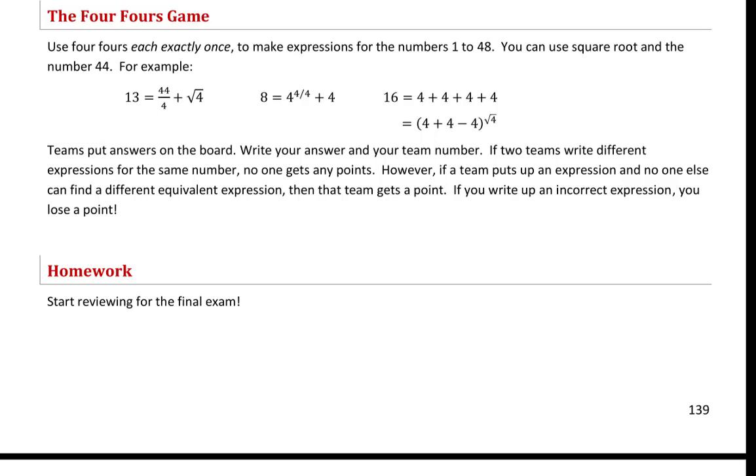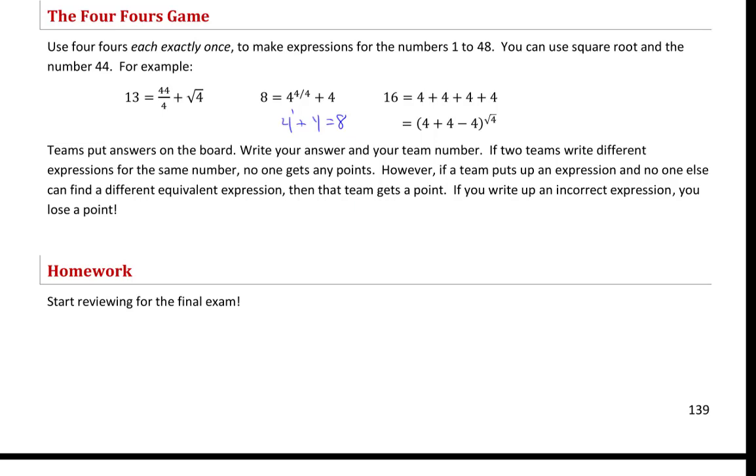Use 4 fours, each exactly once, to make expressions for the numbers 1 to 48. You can use the square root and the number 44. So for example, I can make the number 13 by computing 44 divided by 4 plus the square root of 4. I can make the number 8 by computing 4 raised to the 4 divided by 4 plus 4. So do you see that 4 to the 4 divided by 4, that's 4 raised to the 1, which is just 4, plus 4 gives me 8.